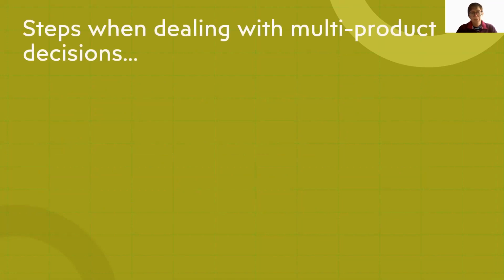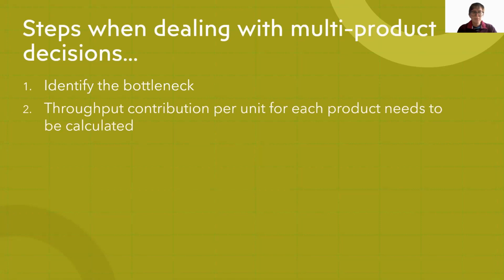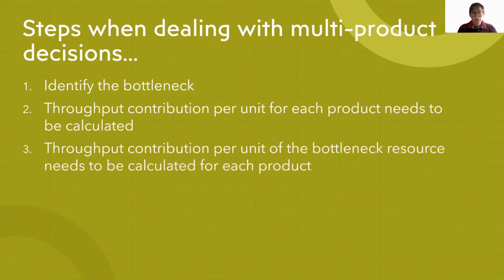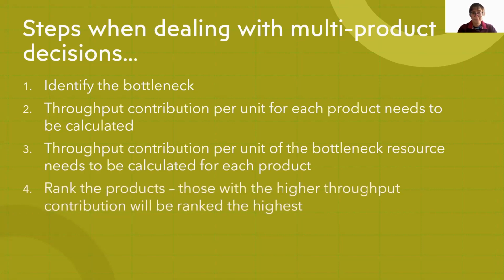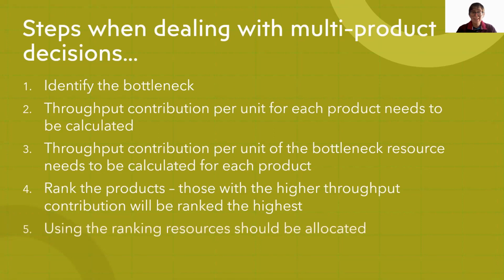Steps for dealing then with a multi-product decision. So first of all, you need to identify that bottleneck. Second of all, your throughput contribution per unit for each product needs to be calculated. You then need to do it for each product in order to be able to rank the resources that you have and rank the products so that you can allocate the resources that you do have to the highest earners.